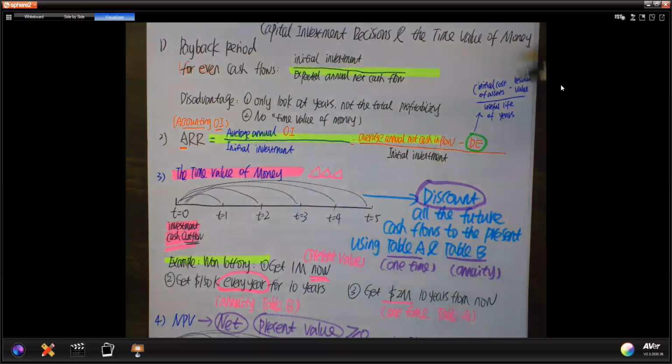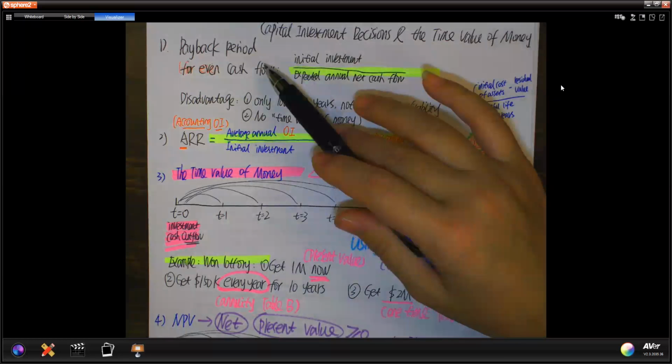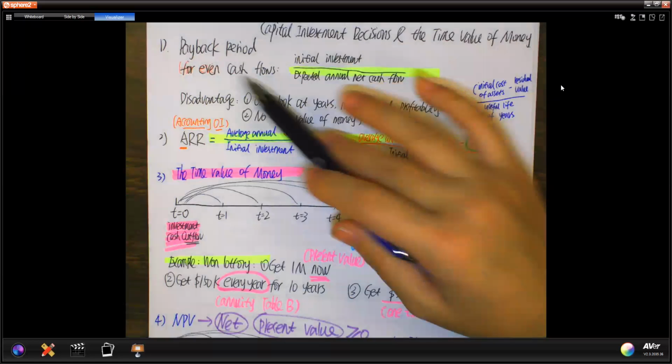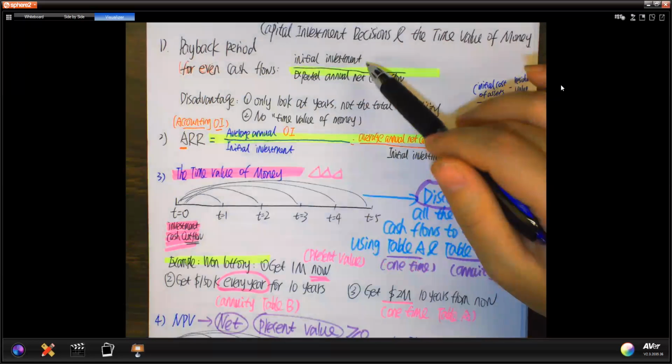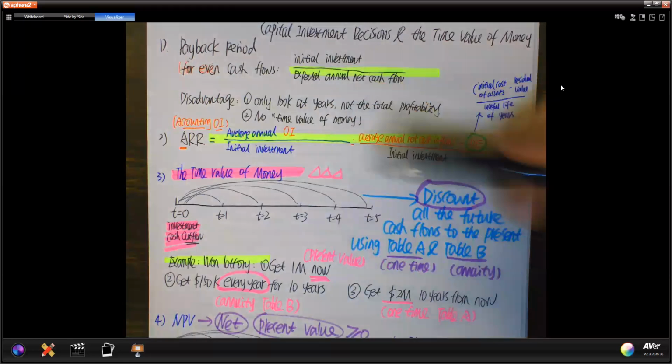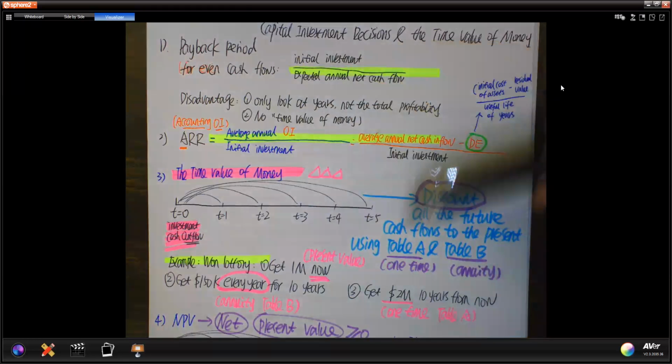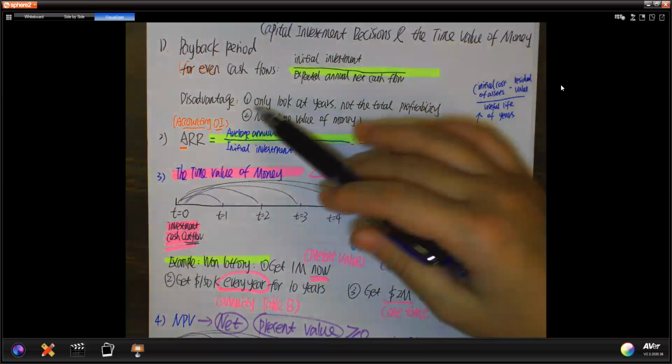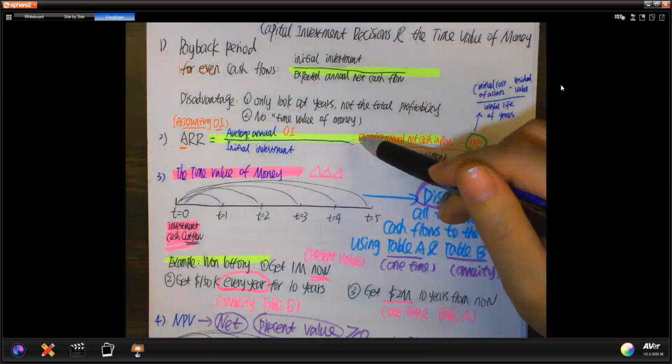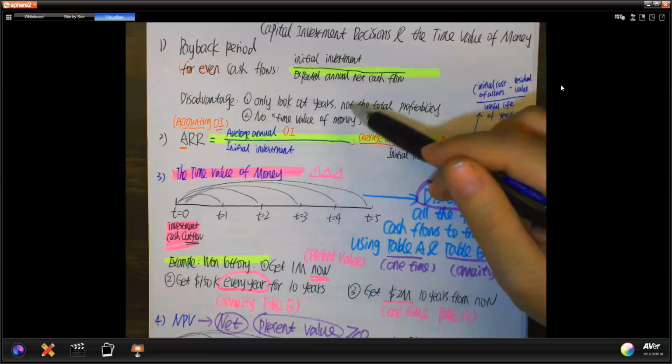For payback period, it's straightforward. We said if it's the even cash flow, you just use total investment divided by the expected annual net cash flows. You invested 5,000, every year you get 1,000 back. It takes 5 years to get all of your money back. It's straightforward. That's the advantage, but the disadvantages, two different things. No time value of money, and then we only look at the years, but we don't look at total profitability.